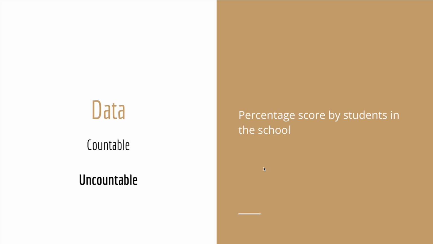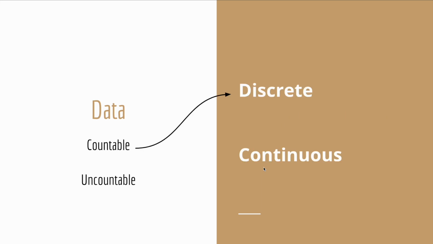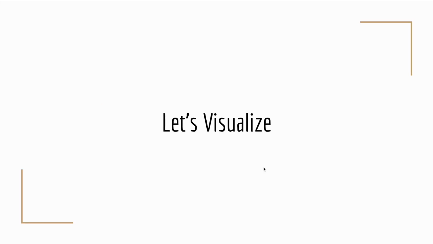Uncountable data is something that cannot be counted, but it is either measured or computed. For example, percentage scored by students in the class. These can take up infinite values like 56.78%. The countable data is also called discrete data, whereas the uncountable data is also referred to as continuous data, also because it can take continuous values.